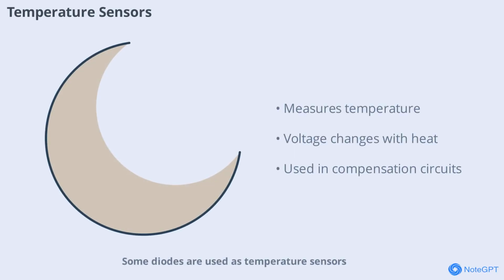Some diodes are used as temperature sensors. The voltage across a diode changes with temperature, allowing it to be used for temperature measurement and compensation in electronic circuits. This property is useful in many industrial and consumer applications.